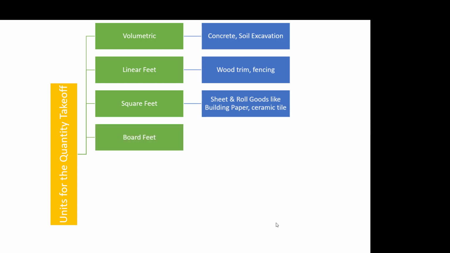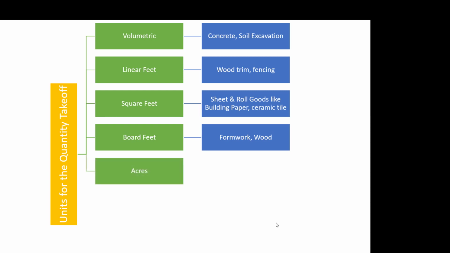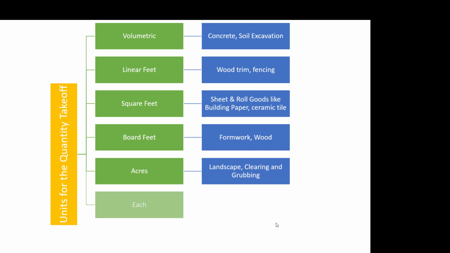Then we also have board feet. We use it for formwork and woodwork, where our measurements will be in board feet. And we also have acres: when we do clearing and grubbing or landscaping, we measure the site not in square feet, but mostly, if it's a big project, in acres. And we also have a unit called each item. For example, if we are measuring the number of windows in the house, we measure by each. So counted items like HVAC systems, windows, doors are also part of the quantity takeoff, where our measurements are each.